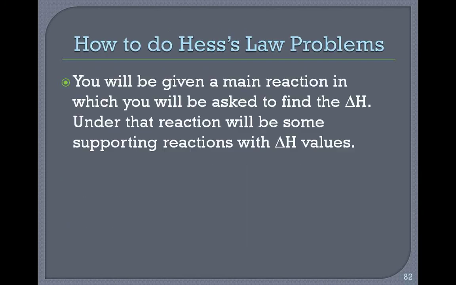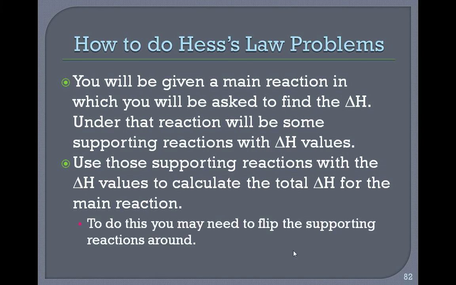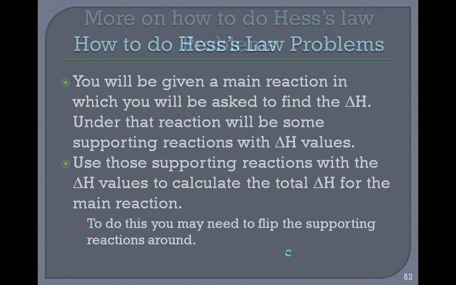How to do Hess's law problems. You'll be given a main reaction in which you'll be asked to find the delta H. Under that reaction, there will be some supporting reactions with delta H values. Use those supporting reactions with the delta H values to calculate the total delta H for the main reaction. To do this, you may need to flip the supporting reactions around.